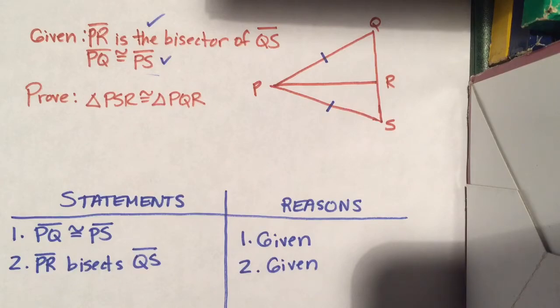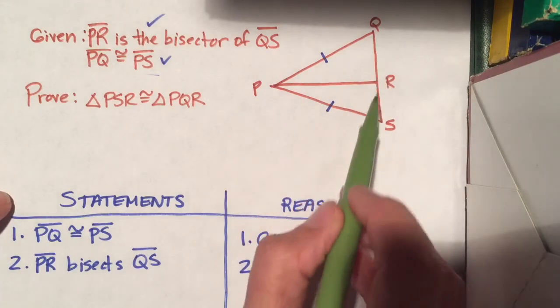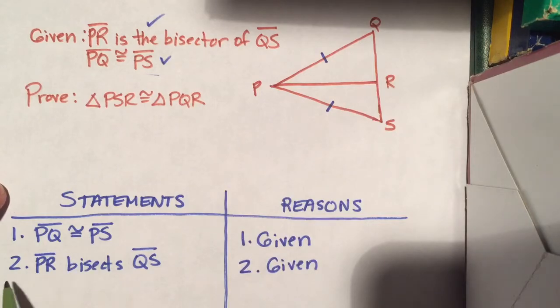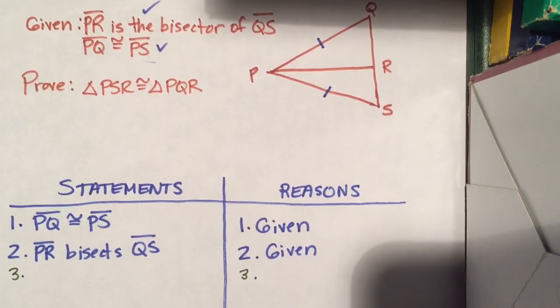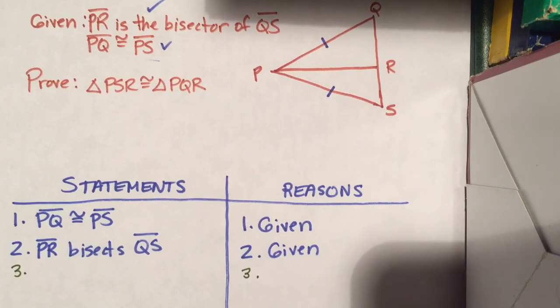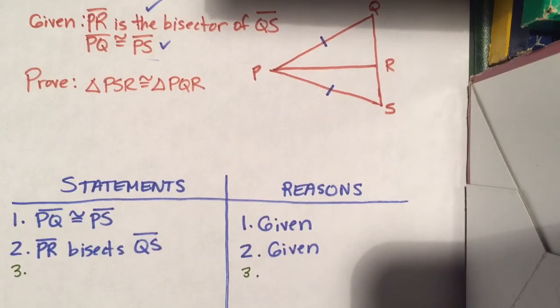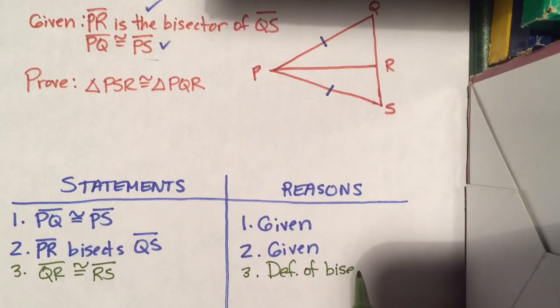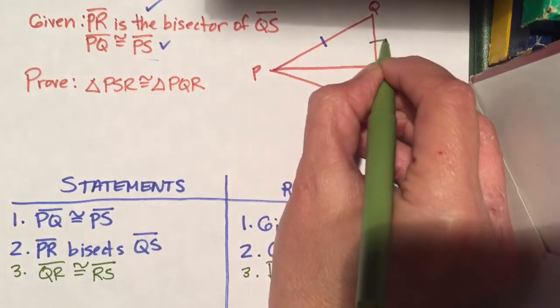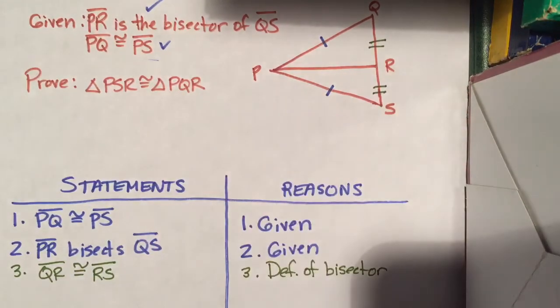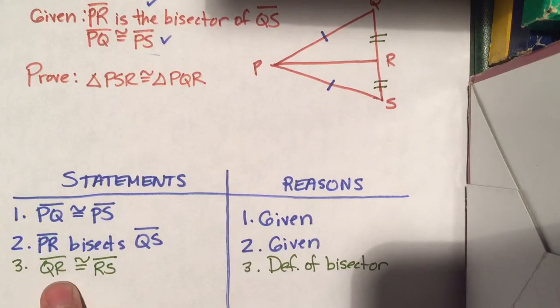All right, PR bisects QS. What does that mean? Well, if PR bisects QS, what does it do to QS? It means it cuts it in half, right? There's two different ways we can go with this, and I'm going to try to limit your steps. So I'm going to say that QR is congruent to RS, and that's the definition of a bisector. I'm going to let you say that, and we're going to mark these two on our triangle. Because it bisects, I know those two are congruent.